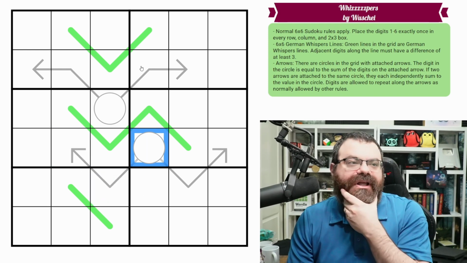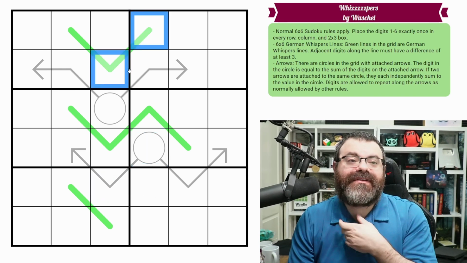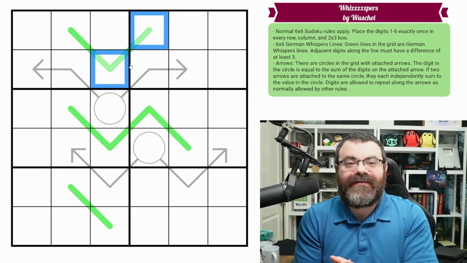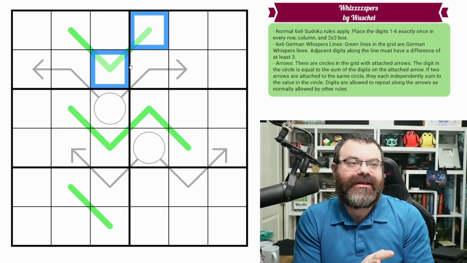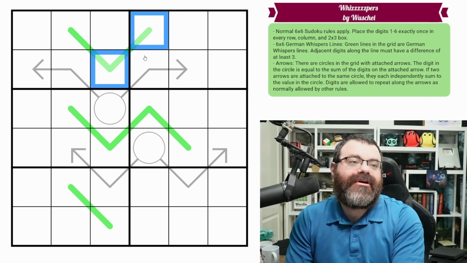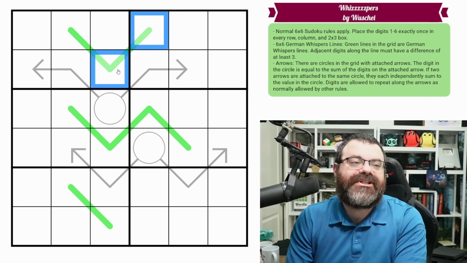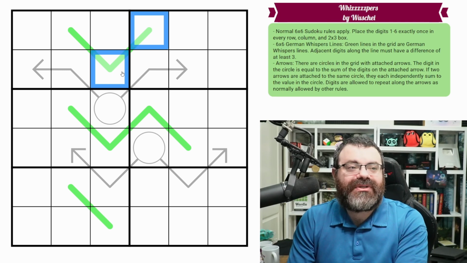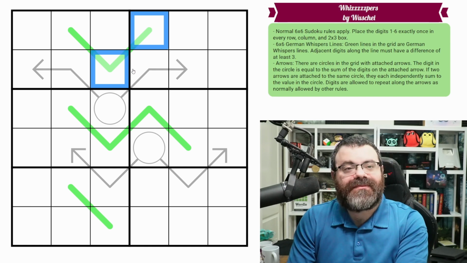All right. We also have these 6x6 German whispers. We have to mention that it is German whispers tailored towards 6x6 because the difference changes depending on the size of your grid. So in 9x9, it would be difference 5, and 6x6 is difference 3. What do I mean by that? Well, any two adjacent digits on these green lines, these German whisper lines, have to have a difference of at least 3 from each other. So whichever one is larger, you subtract the smaller, and that difference needs to be 3 or larger.